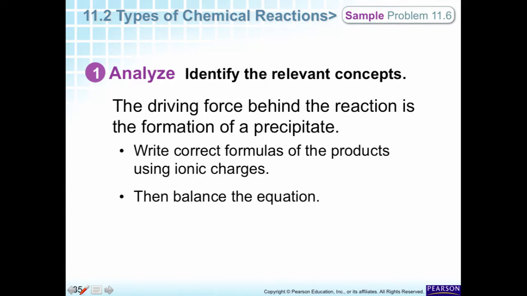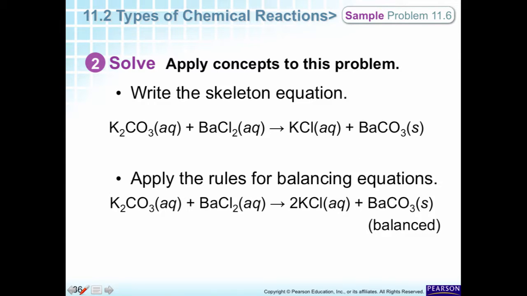We're going to write the skeleton equation. So potassium carbonate, and carbonate has a -2 charge, so there's K2CO3, and barium chloride, +2, -1, BaCl2. Switch partners: KCl, and barium carbonate, which is a solid, it's a precipitate. Skeleton equation. Now we're ready to balance. Potassium, we have 2, we need a 2 here. That makes 2 chlorides. We have 2 chlorides in this thing. That's all set. Move on to carbonate. 1 carbonate, 1 carbonate. Move on to barium. 1 barium, 1 barium. It's done.